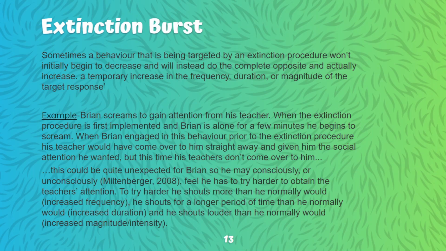When Brian engaged in this behavior prior to the extinction procedure, his teacher would have come over to him straight away and given him the social attention he wanted. But this time, his teachers don't come over to him. This could be quite unexpected for Brian, so he may consciously or unconsciously feel he has to try harder to obtain the teacher's attention. To try harder, he shouts more than he normally would, for a longer period of time, and louder. So in this case, Brian's teacher may be thinking that this intervention is not working. However, over time and with consistency, it is likely that Brian's behaviors will decrease.